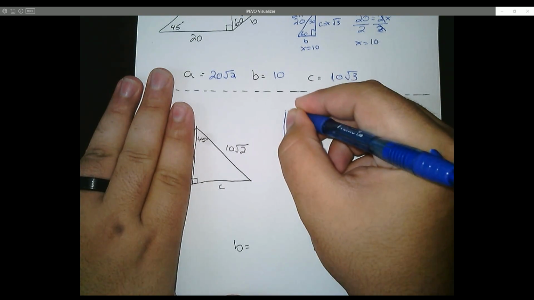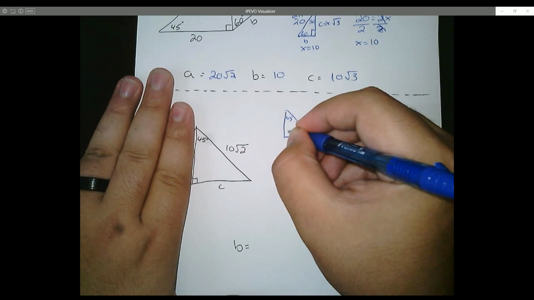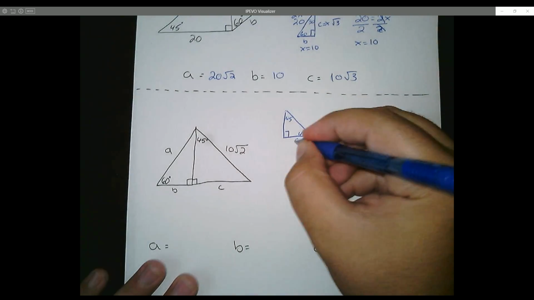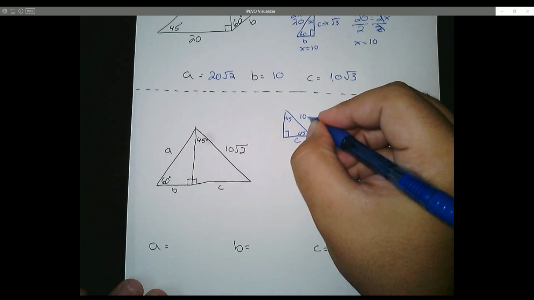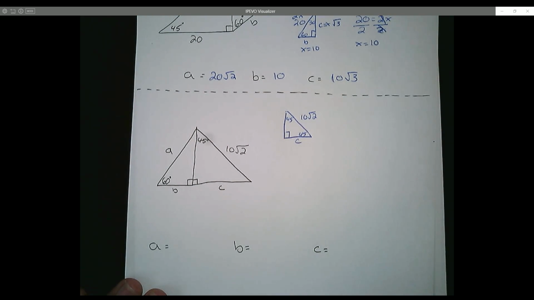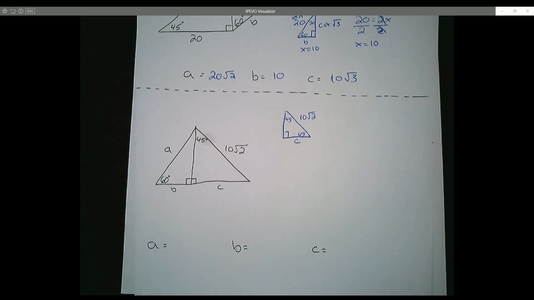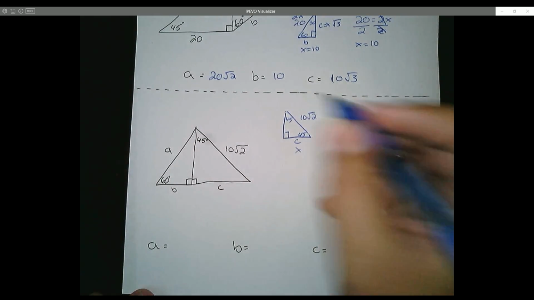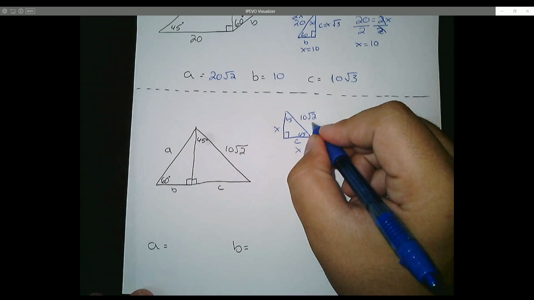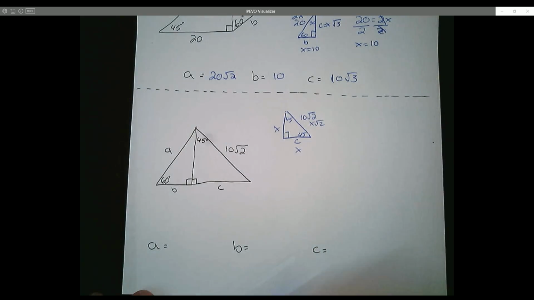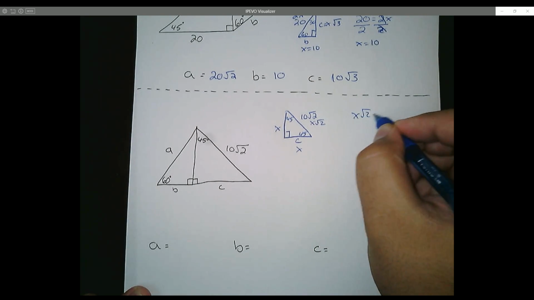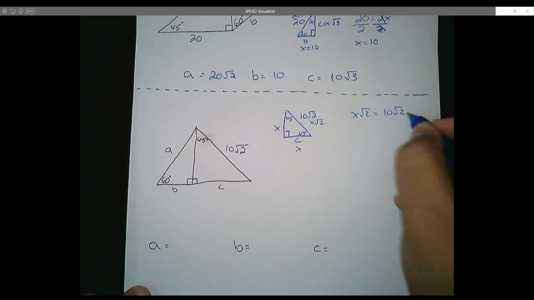45, 90, 45. This is side C, and we know this is 10 square roots of 2. Okay, so we're going to plug in our formula again. Since it's 45, 45, 90, we know our sides are x, x, and x square roots of 2. So I want to solve for the variable, so I'm going to use the known side to solve for it. X square roots of 2 is equal to 10 square roots of 2.